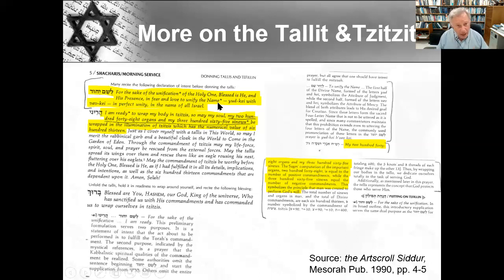So we want to unify the name. Remember, at the end of every service, we say, Bayom Hahu, Yihiyeh Adonai Echad U'Shemo Echad. In that day, God will be one, and God's name will be one. What does it mean that God's name is not one? Some day in the future, God's name will be one. This is referring to the idea that at the moment, God is not completely together.